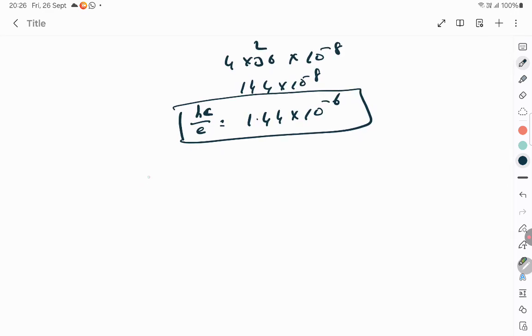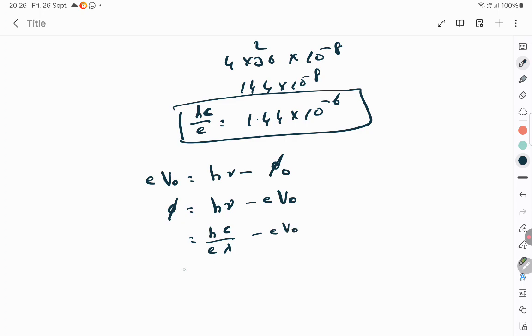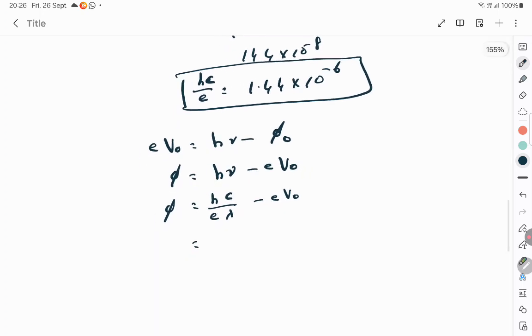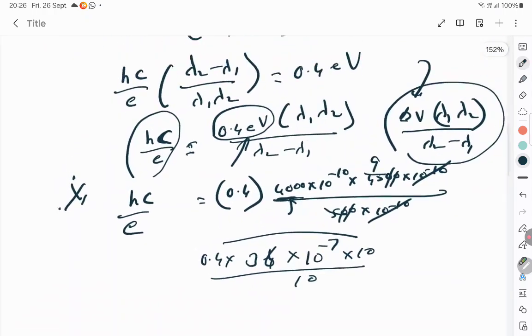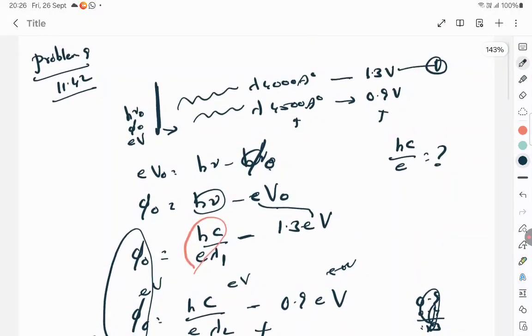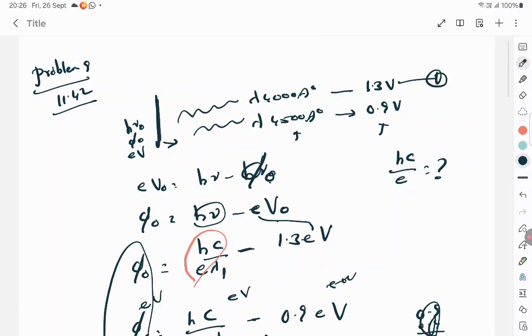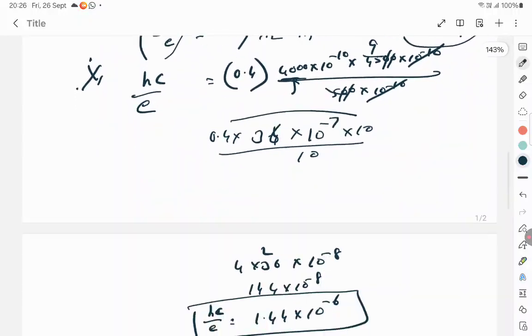and I am going to find the work function. eV naught is equal to h nu minus work function. The work function therefore is h nu minus eV naught, and to find it, h into c by lambda, minus eV naught. Let's take one of the cases and do the sum. You don't have to take both cases, just one of the cases of the voltage, where we can take the first case, which is 1.3 and 4000 Angstrom.